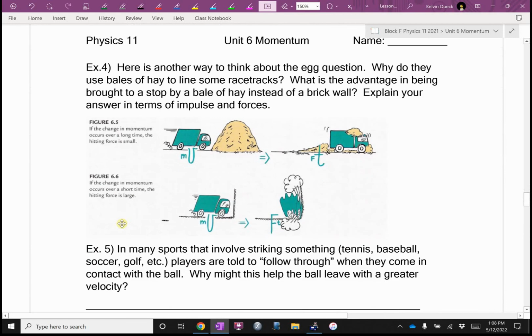Here's another way to think about the egg question. Why do they use bales of hay to line some racetracks, especially motorcycle racing? Well, we can either hit a bale of hay to bring us to a stop, big time, small force, or we can hit a brick wall to bring us to a stop, small time, big force. Option A is much more survivable.